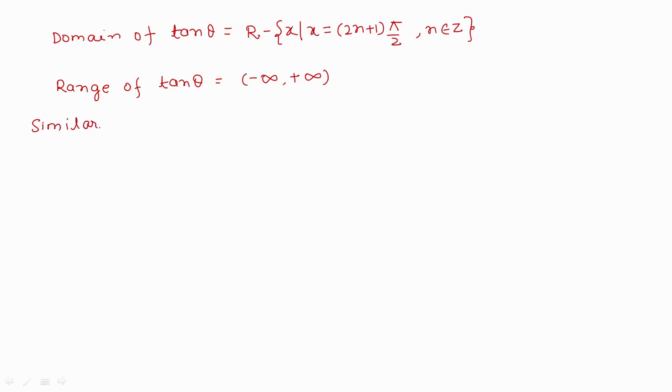Similarly, for cotangent theta, cot theta is just the reciprocal of tan theta. It means cot theta is equal to x over y. Cot theta is not defined for values where y is equal to 0, that is, cot theta would be infinity. That is not possible.